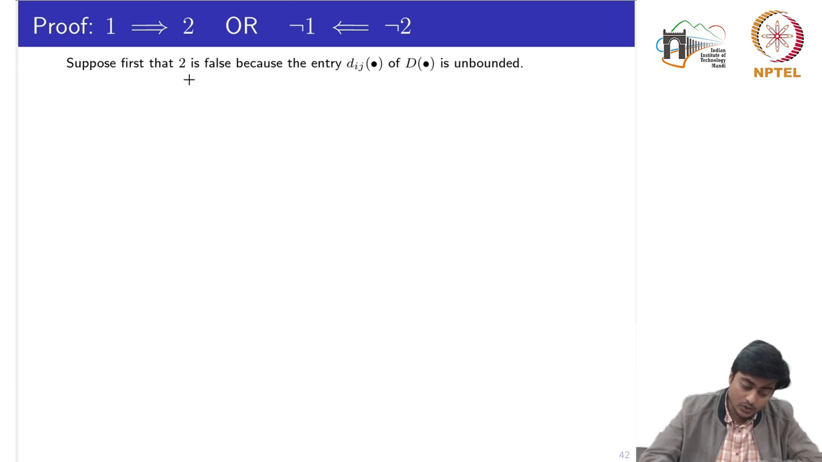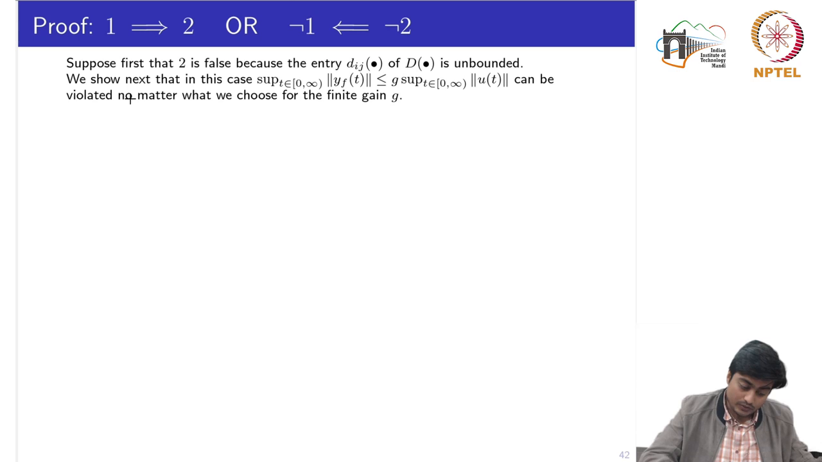Suppose first that 2 is false because the entry dij of this matrix D is unbounded. Okay. So we show next that in this case, the inequality that the supremum over all time t of the norm of the signal yf is less than or equal to g multiplied by the supremum over all time t of the norm of the signal u of t is also violated, no matter what we choose for the finite gain g, meaning that there does not exist any gain g.